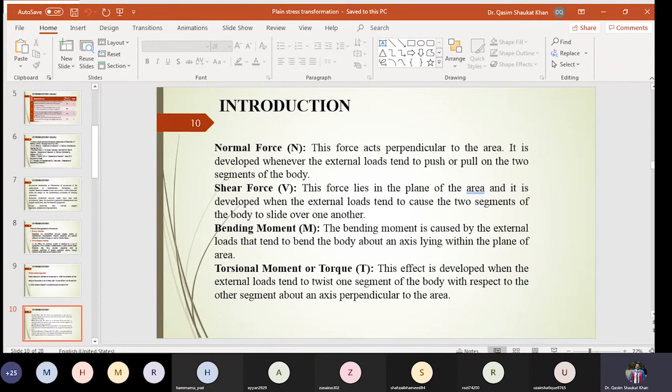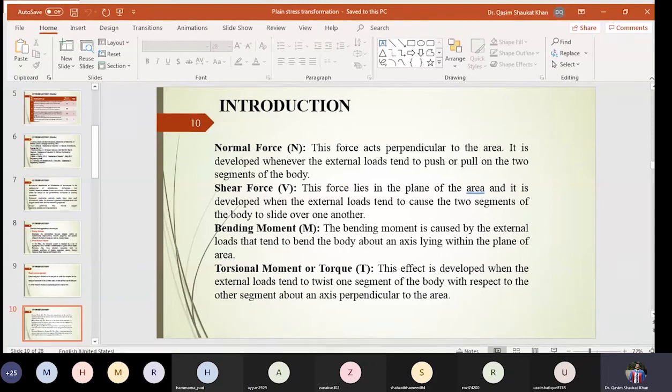Bending moment is caused by the external loads that tend to bend the body about an axis lying within the plane of area. So what the bending moment will do, it will bend your element within the plane of area. Now this bending moment can be positive or negative. Sagging is your positive bending moment, when the tension is at the bottom and compression is at the top. Then you have negative bending moment, that is hogging.